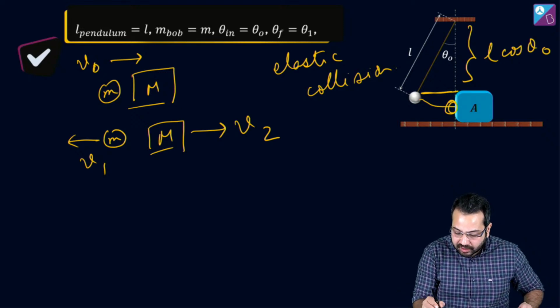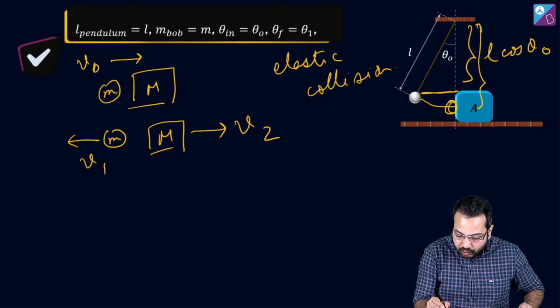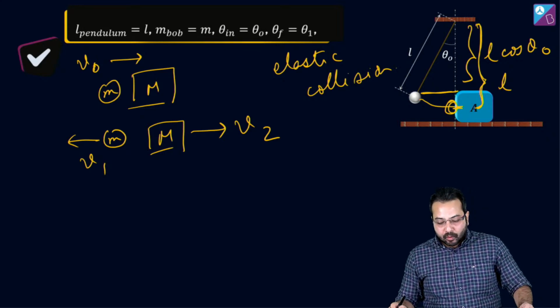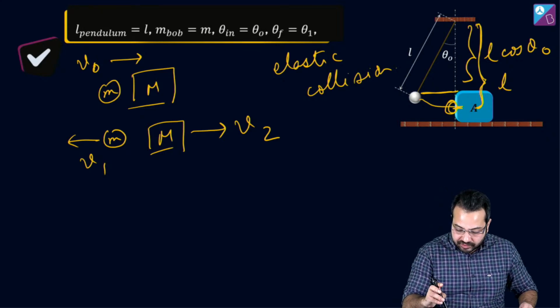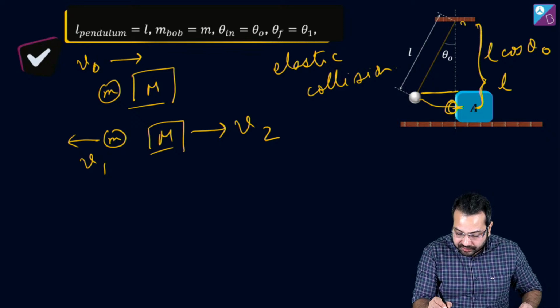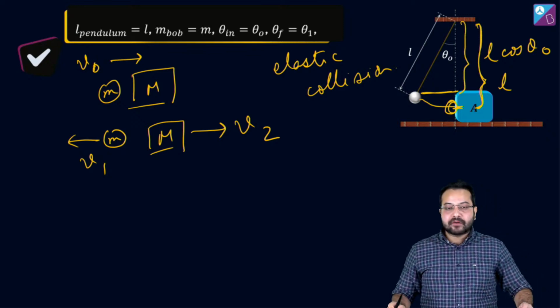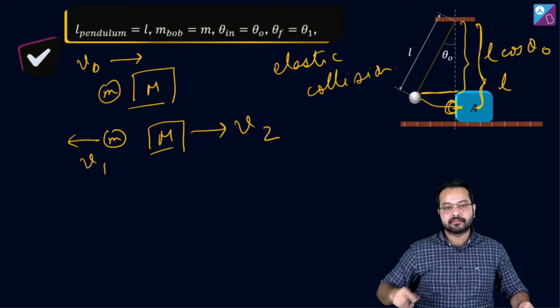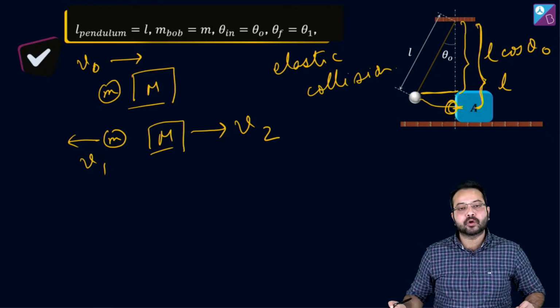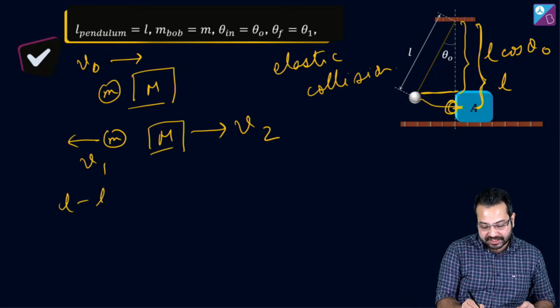And this height, which height? This height. This is going to be equal to the length of the string. Okay, so by what distance? Let me make that more clear. So by what distance has the bob come down? The bob has come down by a distance of L minus L cos theta.